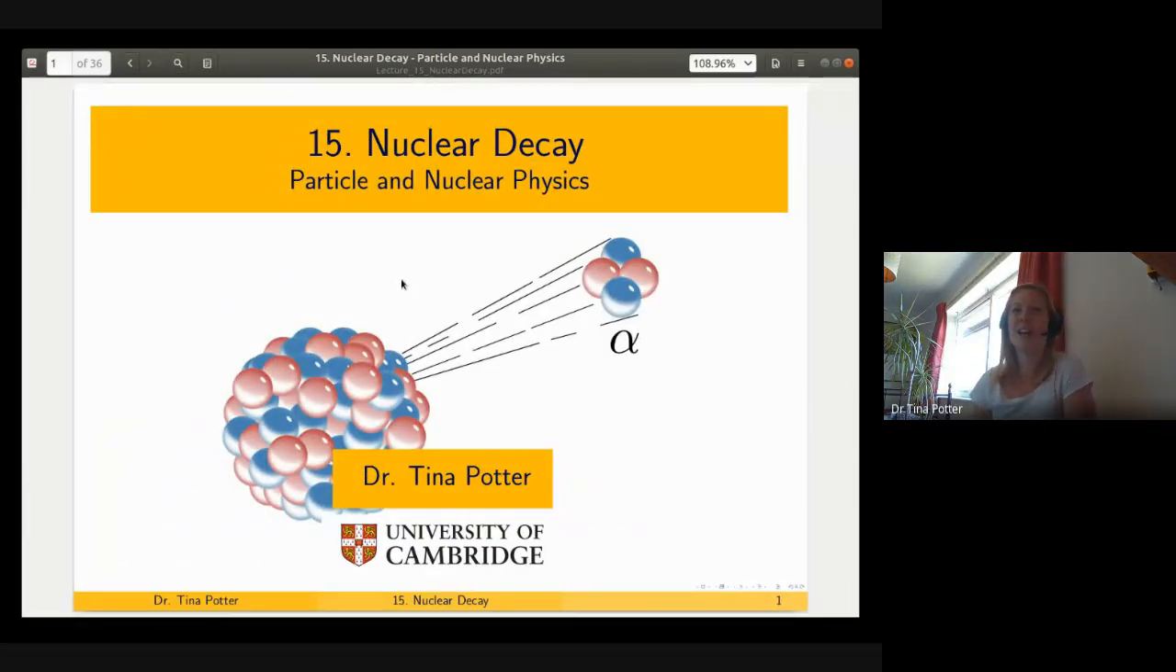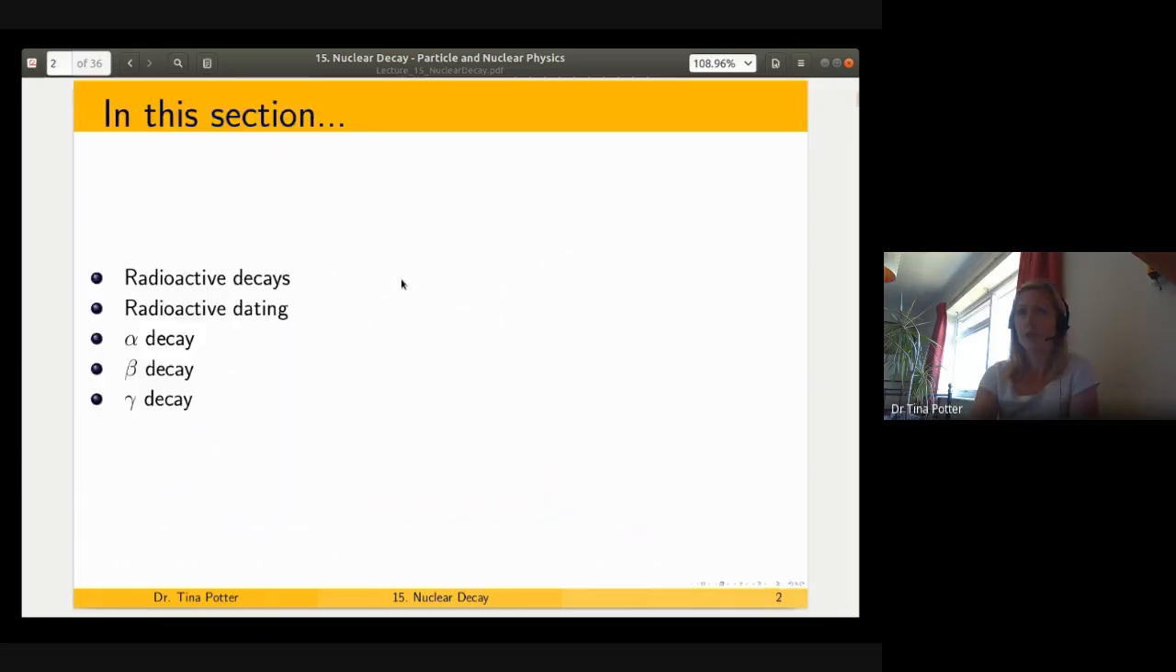Good morning, everybody. Today we're going to be looking at nuclear decay. This is our penultimate chapter before we go on to fission and fusion. So we're going to start off by looking at radioactive decays, the kind of types that we can have, and also how we can use them to date organic or inorganic material. And then we'll plunge into the details for alpha, beta, and gamma decay.